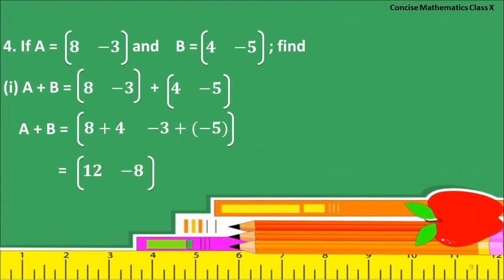In question number 4, we need to find the sum of the given two matrices. Find A plus B. So before we go with the addition of matrices, what is the condition? That the given matrices should be of the same order. This is of the order 1 by 2, 1 row, 2 columns. This is also of the order 1 by 2, 1 row, 2 columns. So let us start adding each element.